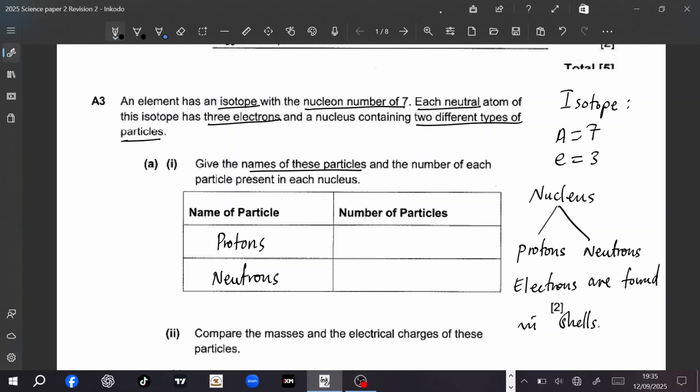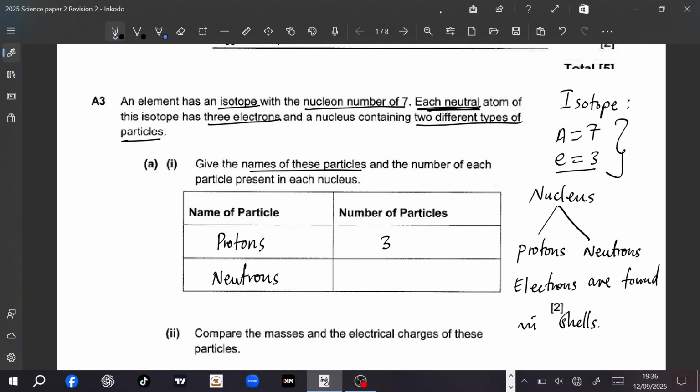Like if it is protons, how many are there in the nucleus of this isotope? For us to know how many protons are there, we use this information here. We must understand that the number of electrons is equal to the number of protons in a neutral atom, each neutral atom. So in a neutral atom, the number of protons and electrons are equal. So it means that protons are also 3. So we can put 3 here.